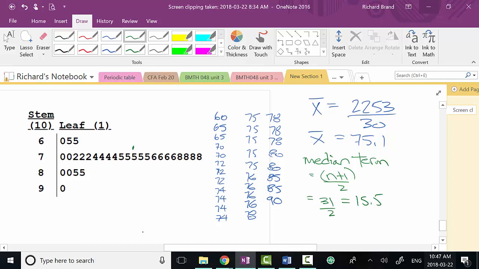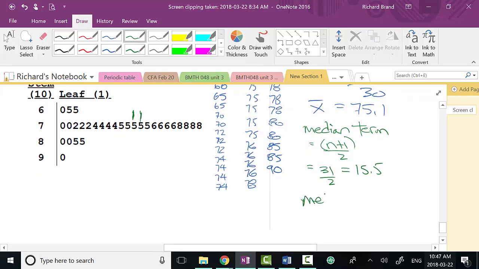To calculate the median, the term will be given by the n plus 1 divided by 2 formula, and the position of the median term will be between the 15th term and the 16th term. This is the 15th term. That's the 16th term. Well, in both cases, the number is 75. So the median is the average of the 15th and the 16th term, and they're both the same number, so the median is equal to 75.